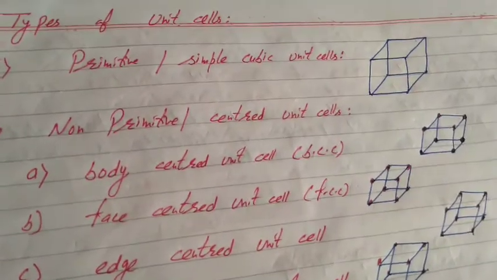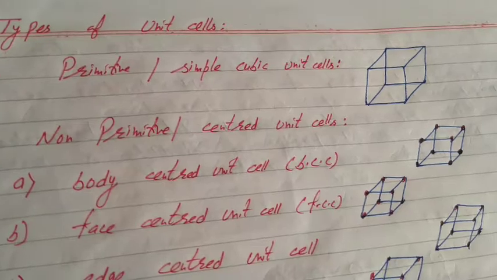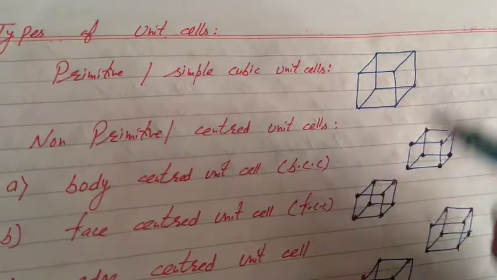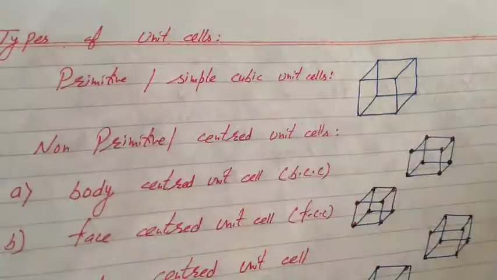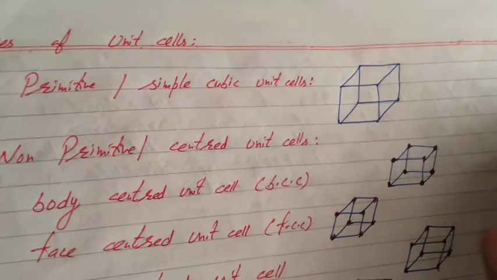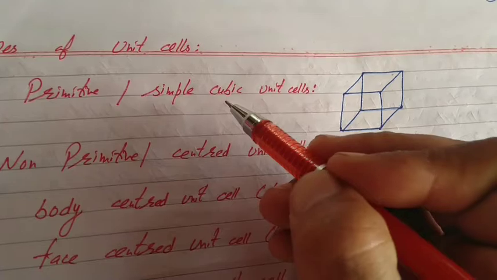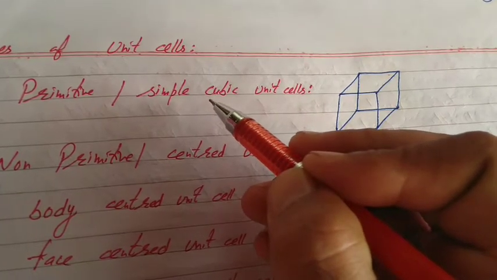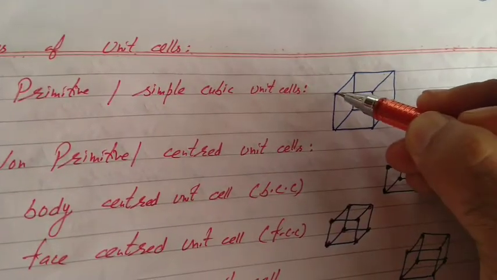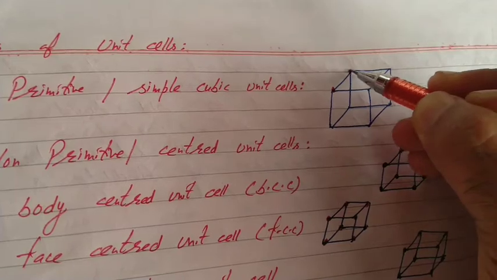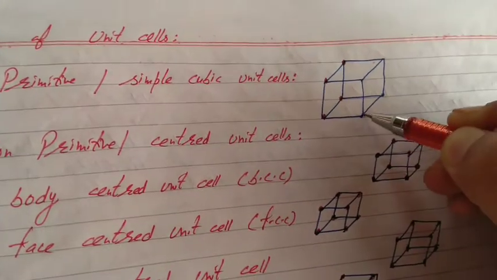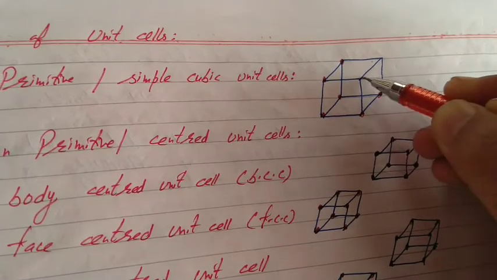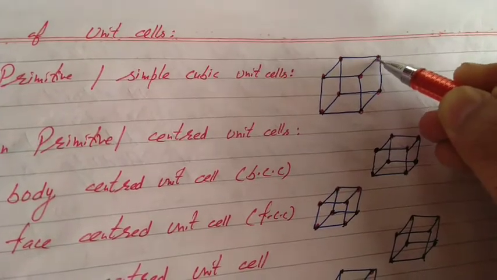After this, students, next, types of unit cell. The smallest fitting portion of space lattice is unit cell. Types of unit cell. First one is primitive, also called simple cubic unit cell. Primitive unit cell, students, is the unit cell in which constituent particles are present only at corners. Simple definition, primitive unit cell: constituent particles are present only at corners.